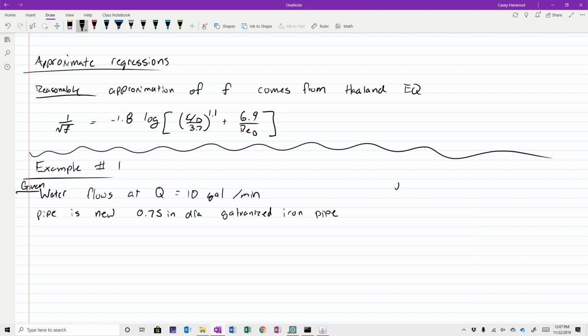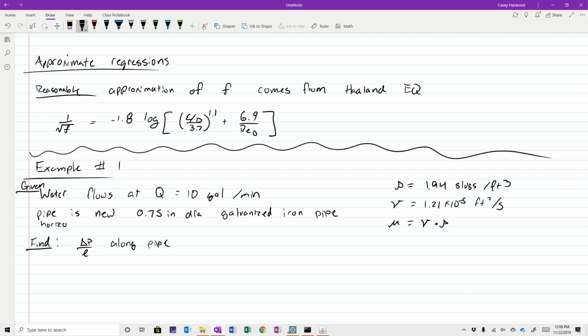Okay, so here we're going to assume that it's water. We've got density 1.94 slugs per cubic foot, and we're going to use kinematic viscosity here, which is 1.21 times 10 to the negative fifth feet squared per second. Remember, if you want the dynamic viscosity, what we've been using most of the time, we just multiply those together. And here we're asked to find delta P over L along the pipe. And I should mention that this is a horizontal pipe.